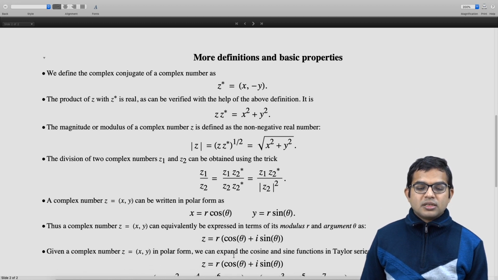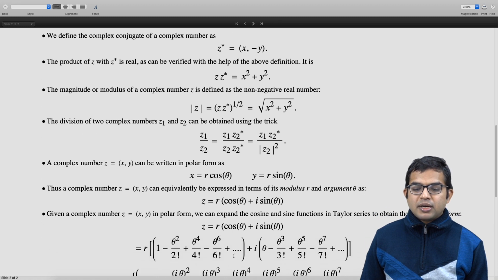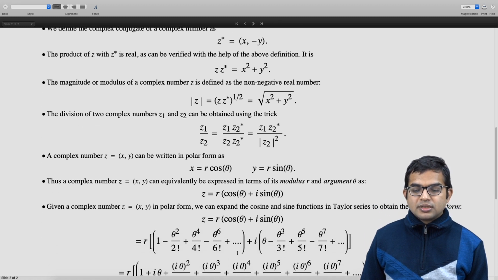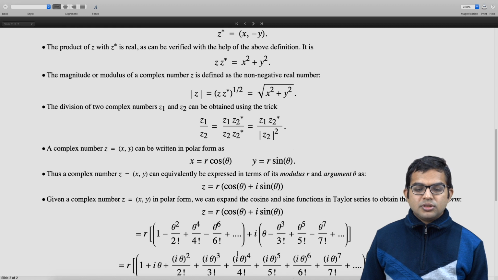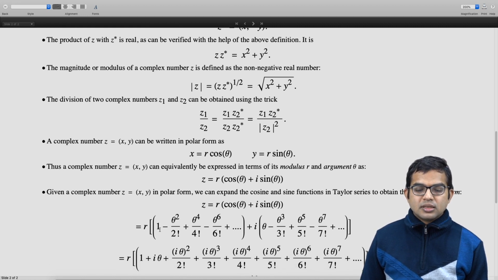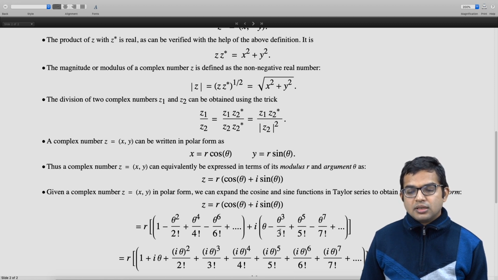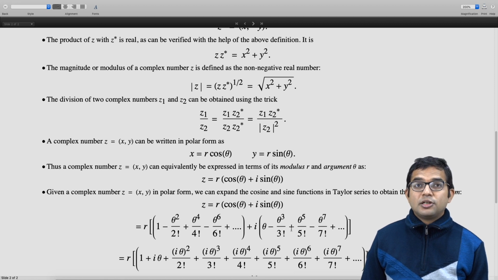So given a complex number in polar form, we can go ahead and expand the cosine and sine functions in a Taylor series, right? Each of them separately. So cosine theta has this expansion: 1 minus theta squared by 2 factorial plus theta to the 4 by 4 factorial minus, and so on. And likewise sine theta has this Taylor series expansion: theta minus theta cube over 3 factorial plus theta to the 5 over 5 factorial, and so on, right?